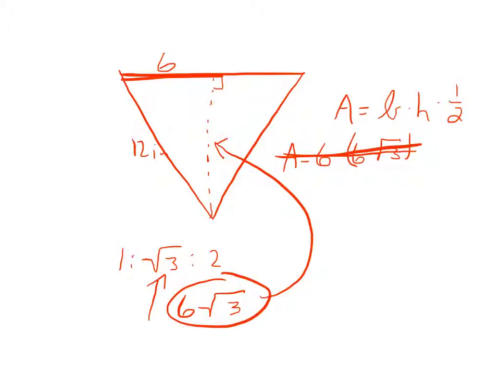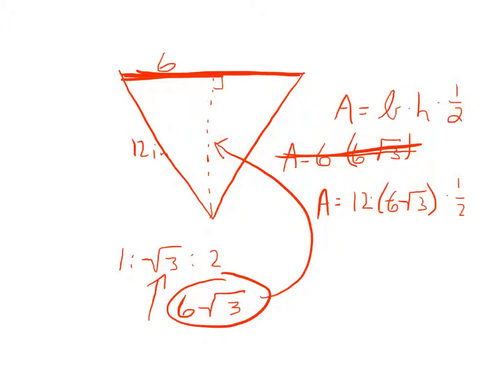And I see I made a mistake here. Area should actually be the whole base. We're doing the whole triangle, not half of it. So it should be 12 times 6 times the square root of 3, and then times 1/2.